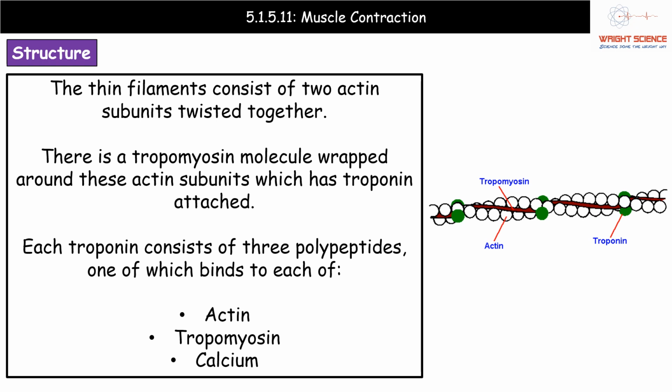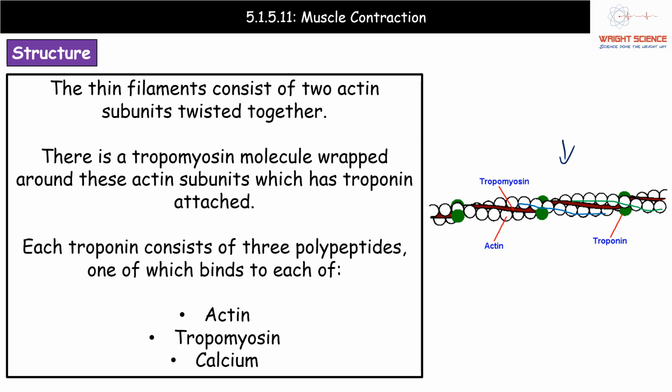If we now have a look in a bit more detail at the structure of our thin filament. So the thin filament itself has two actin subunits twisted together. And if we look at the little diagram on the right, we can see those as the kind of white circles. So if I use a little colour, we'll have a green one, so that one's running across this way. And then if we have our little blue line, you can see there's a second one running that way. So we've got these two actin subunits twisted together.